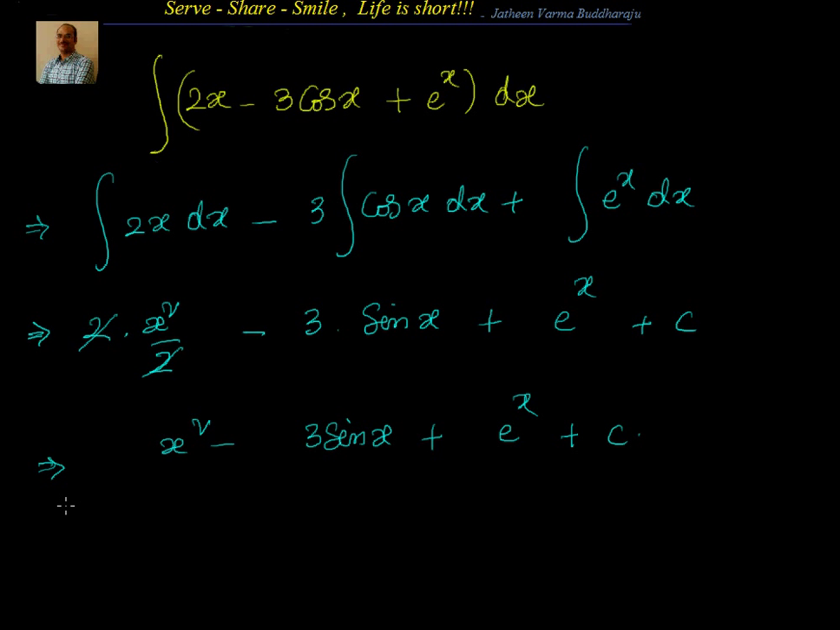So that's how we can simplify that. How to find out the integral of 2x minus 3 cos x plus e power x? We have separated them, then we have applied the individual formulas. We got the answer. We'll do one more.